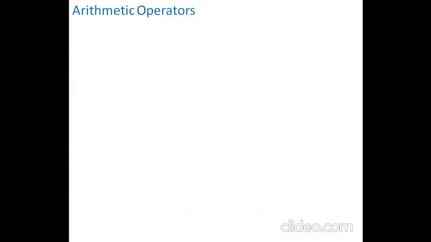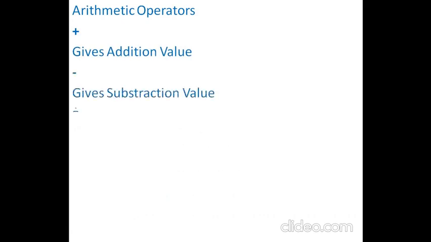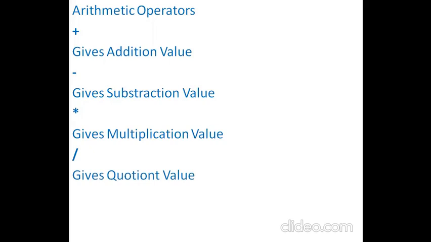Okay. First, arithmetic operators. First comes plus, which gives us the addition value. Likewise, minus gives us the subtraction value. Likewise, the into operator is like this in C, the star operator, because we couldn't have the into symbol on the keyboard. It gives the multiplication value. Likewise, the division operator gives the quotient value.